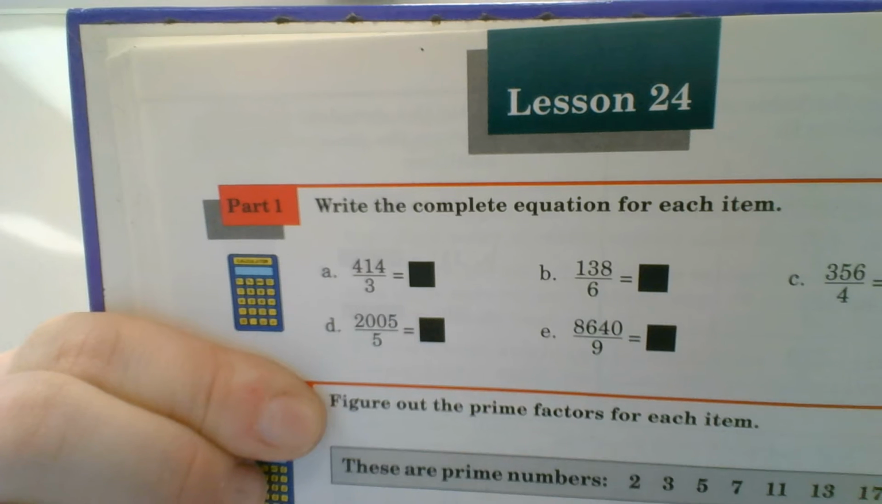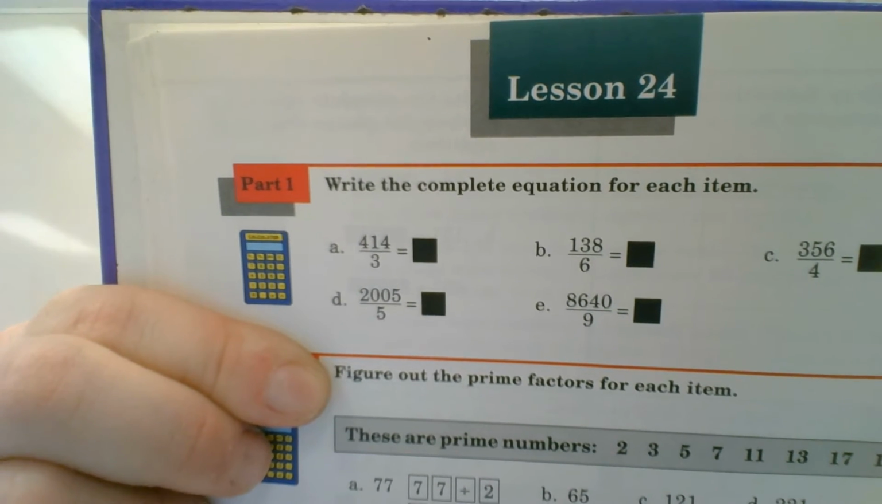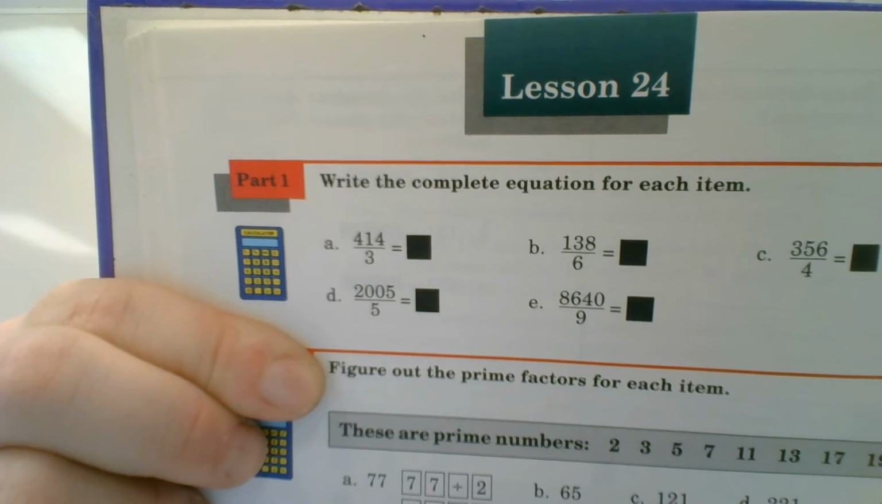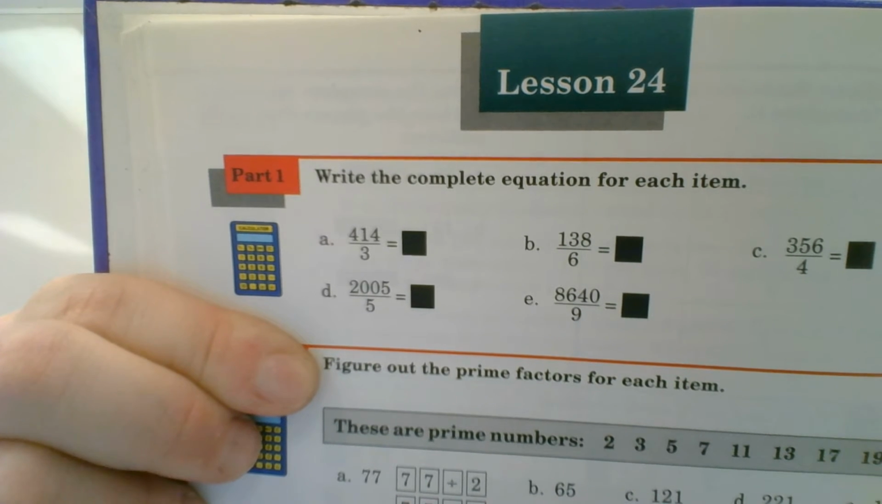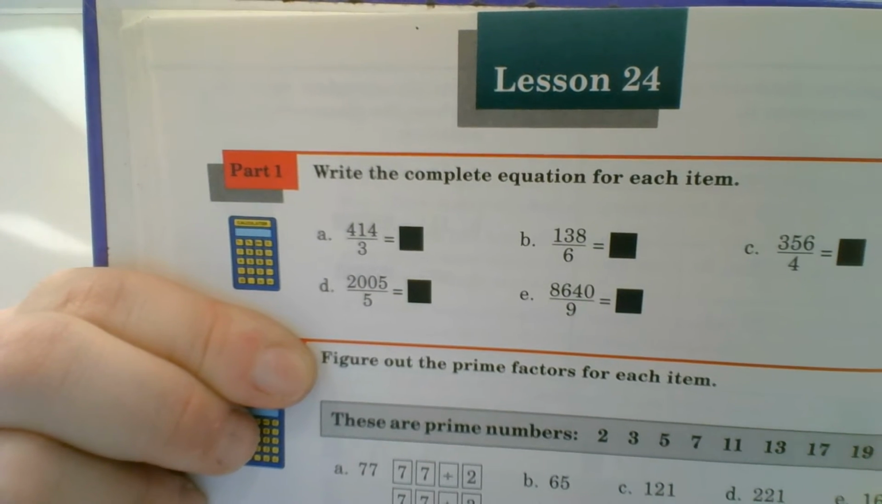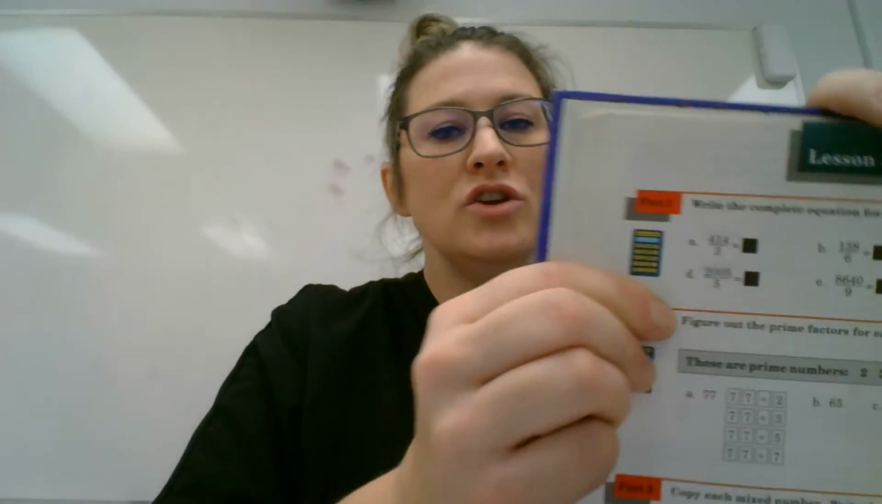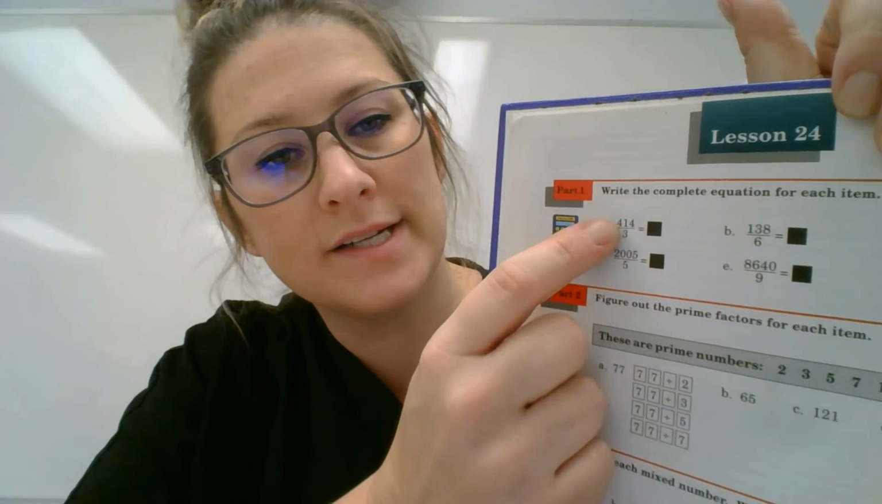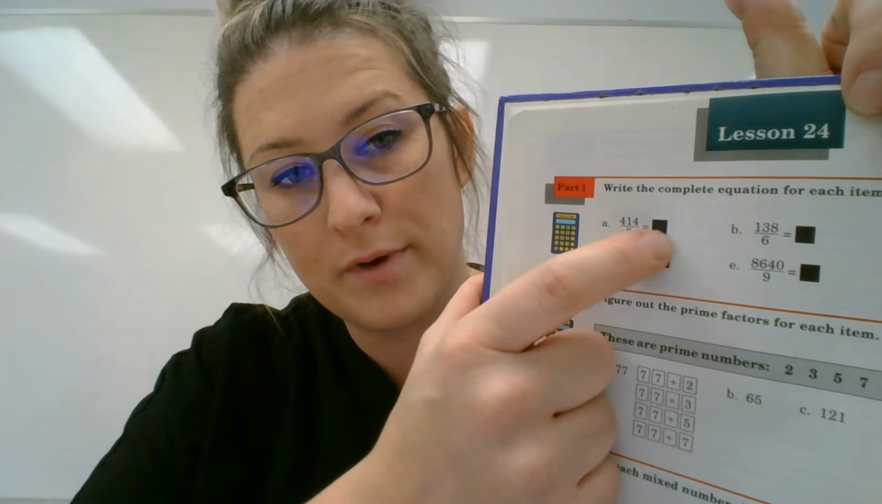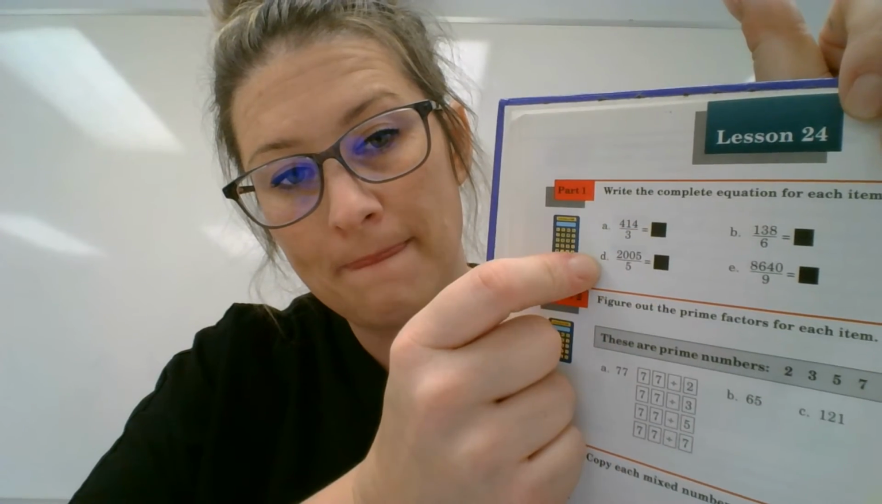Okay? You're going to write an equation that shows the whole number each fraction equals. Remember, say the fraction as a division problem. Work that problem on your calculator. Then write the complete equation. So, you are going to use your calculator. You are going to say 413 divided by 3. What's the answer?